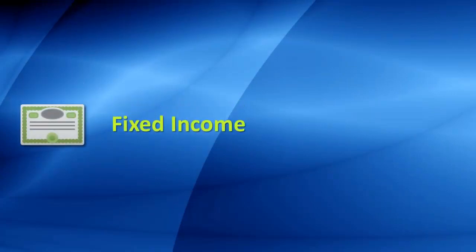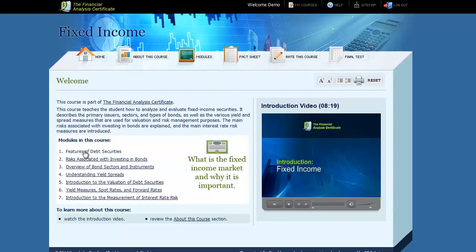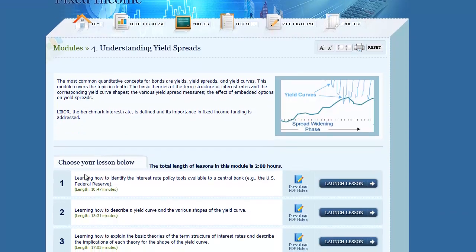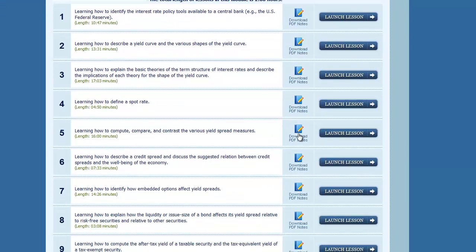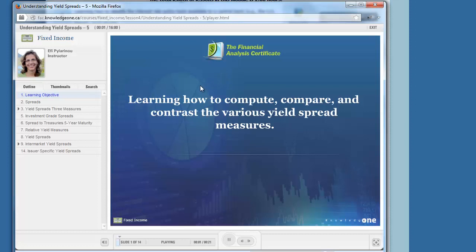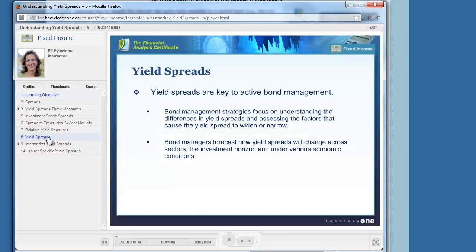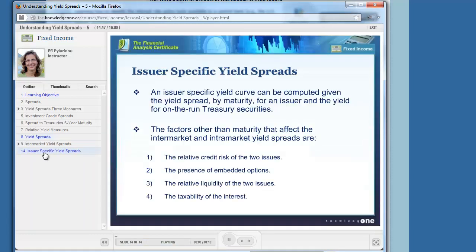Fixed income. The Fixed Income course teaches you how to analyze, evaluate, and manage fixed income securities. This course also describes the primary issuers, sectors, and types of bonds, as well as yields and spreads that affect monetary policies on financial markets. Primary tools for valuation and analysis are also explained, such as basic valuation theory and techniques for bonds and fixed income investment valuation.